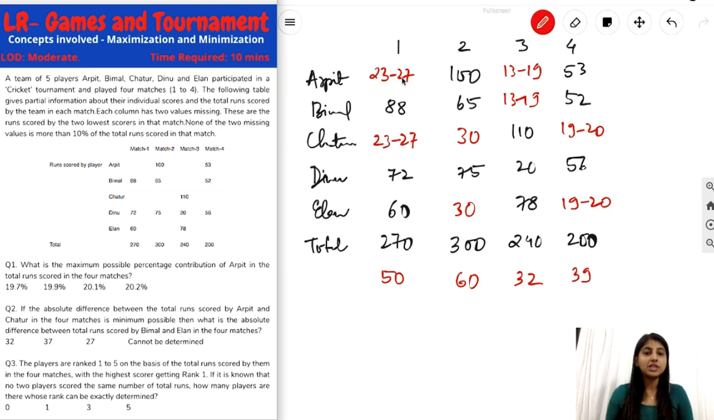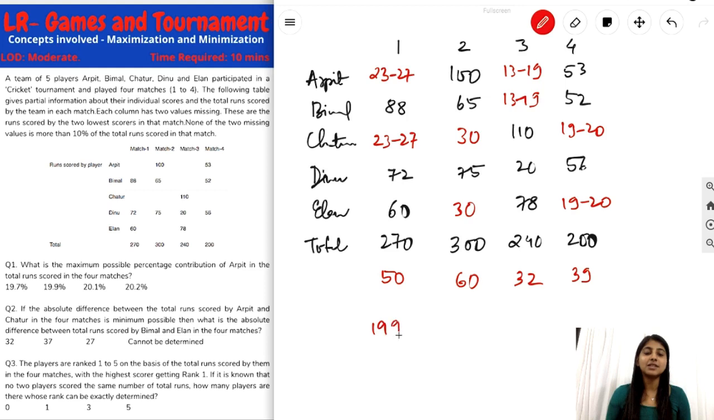Okay, so if you want to take the maximum possible contribution for him, we'll take the higher values, like 27 here, 19 here, and these two are anyways fixed. So what do we have for the total for Arpit? 100 plus 53, 153 plus 27, that is 180. 180 plus 19 is 199. So 199 is the highest that Arpit can contribute to the 4 matches.